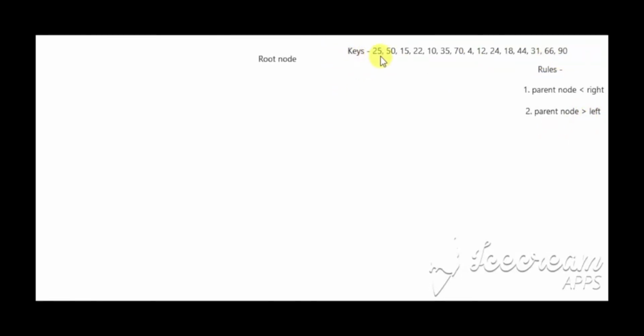Here we have some keys. Our first key is 25. I am going to add 25 first. So 25 will be the root node of our binary search tree. So here I added 25. Our next element is 50. 50 is greater than 25. So 50 will be located on the right of 25.